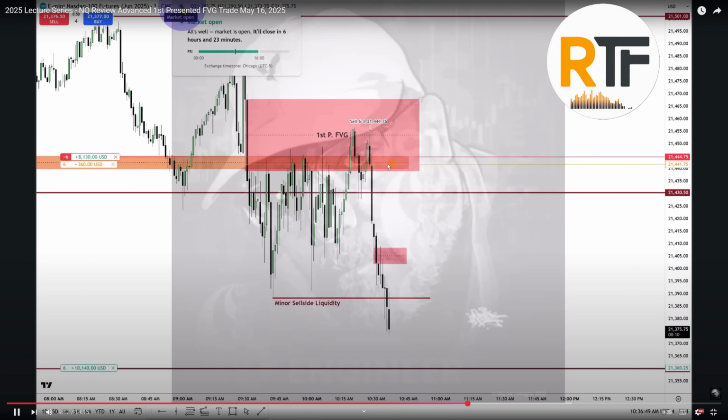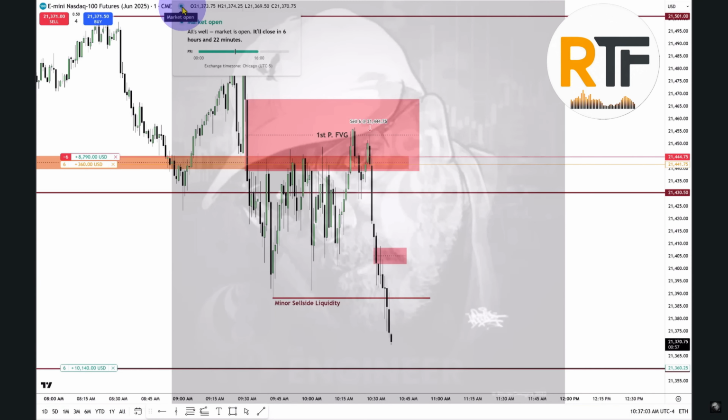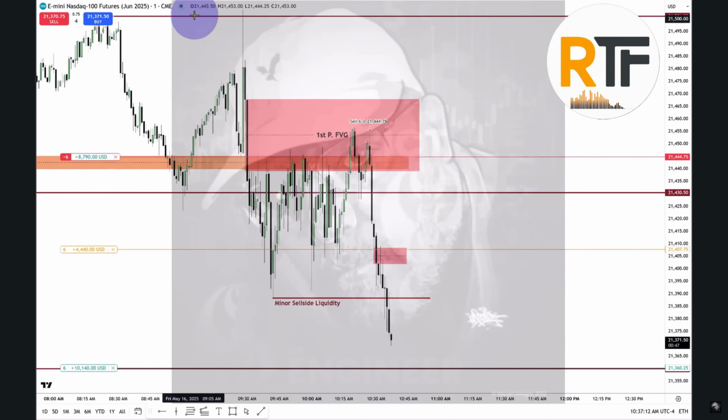I'm really taking note how he is being really patient with his stop, keeping his stop all the way up there. I'm trying to work on my own stop placement, because, well, if you watch through my backtesting series, you'll know that I struggle a lot with my stop management in my own trading.